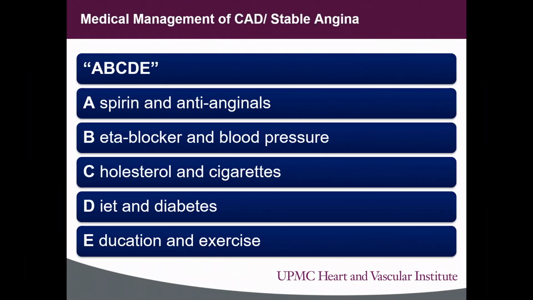In terms of medical management of coronary artery disease, there's a classical A, B, C, D, E management. A is for aspirin and antianginals, B is for beta blocker and blood pressure, C is for cholesterol and cigarettes, D is for diet and diabetes, and E is for education and exercise, and we'll review these.